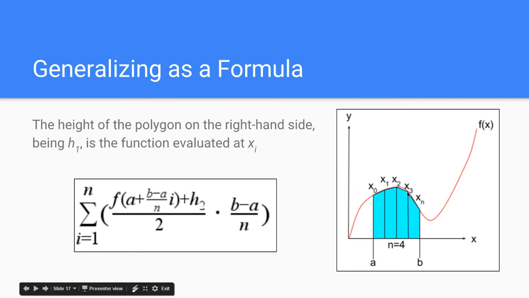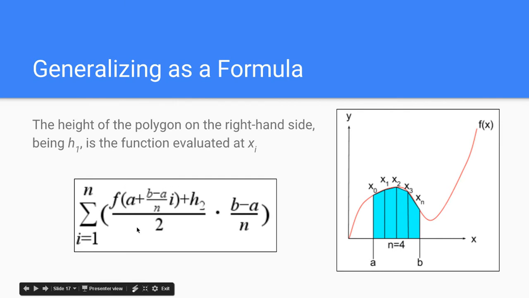But if we actually want the height where it hits the function, h1, then you simply evaluate the function at that. So if I want this actual y value right here, I evaluate the function at x1. So I've just taken my a plus (b minus a) over n times i, and I've just evaluated the function at that point. So I have f of a plus (b minus a) over n times i.